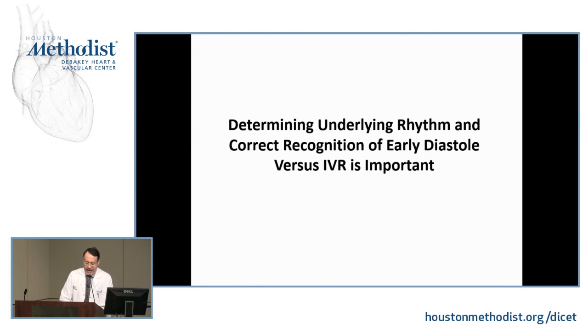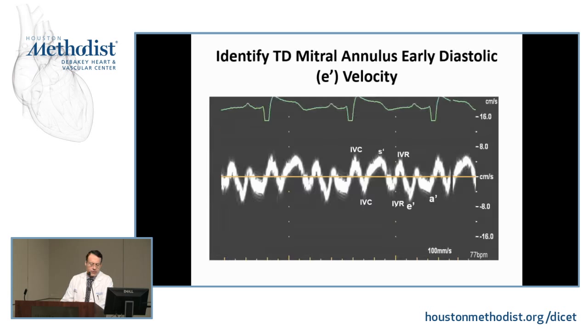Thirdly, there are approaches that you use for patients in sinus rhythm and approaches that you use for patients who are not in sinus rhythm. I want to know what the rhythm is. I want to identify early diastole as well, because we're talking about mitral E prime velocity, mitral annulus E prime velocity. Look at this signal.